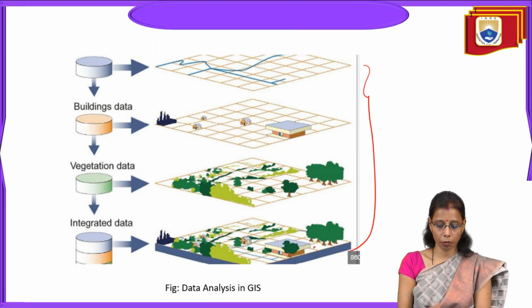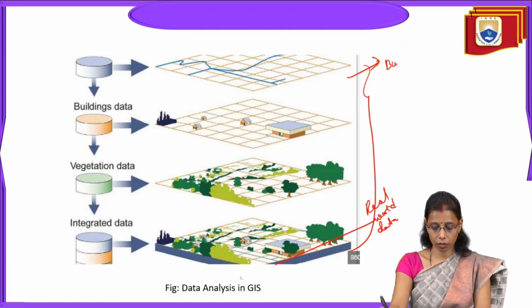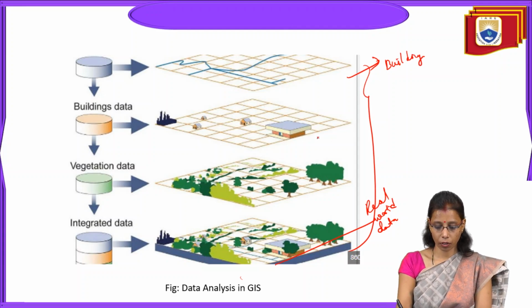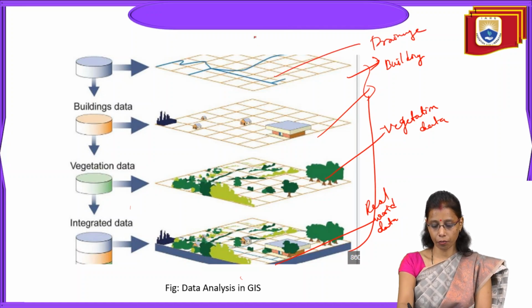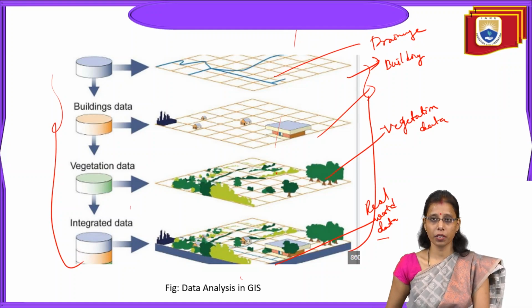When you're talking about analysis, this is the real world data. In this real world data, these are the different themes. This is buildings. You have this vegetation data, and here you have all of this integrated. This is the drainage. Later, if you integrate all of this, then finally you get real world information. You can align this properly. You can add all this information together, or you can separate it later. So this is called data analysis in GIS, or we can say layer based GIS.